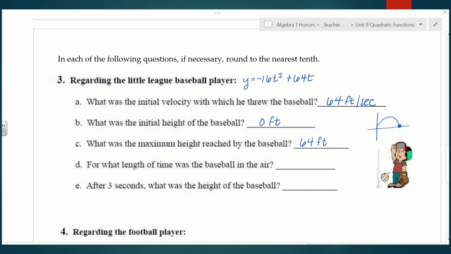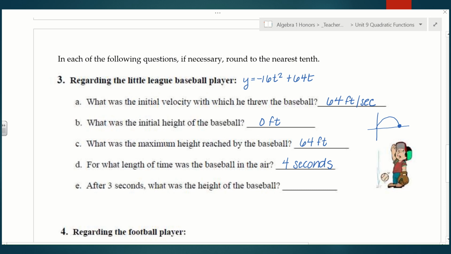Okay, and again, it's going to ask you lower bound, upper bound, and you are going to figure out the x-coordinate of that point. So take a second, pause the video, see what you get. And you should be seeing that that point is 4.0, which means it was in the air for 4 seconds.